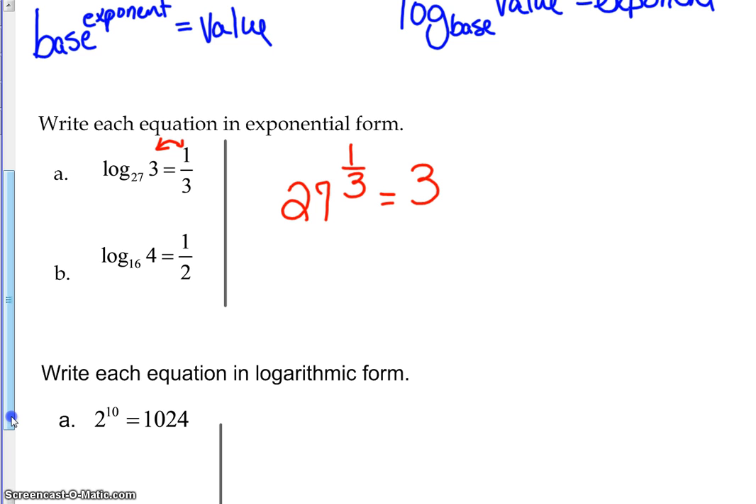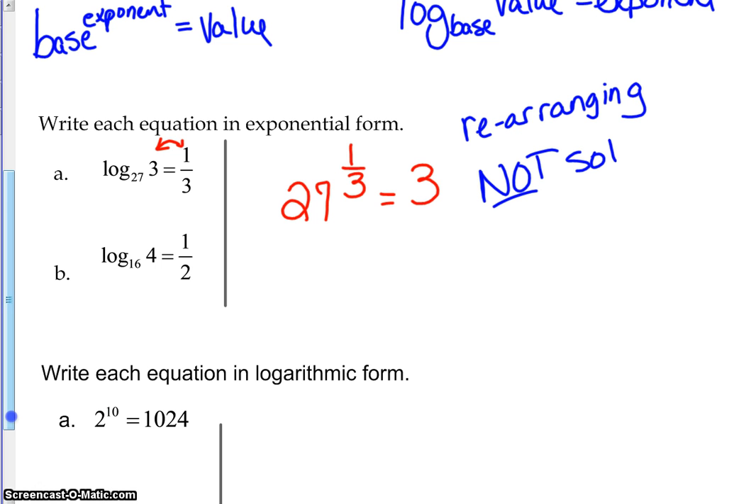Now I need to make a note here that what we're doing is rearranging. I'm just checking, do you know how to go from logarithmic to exponential form and from exponential to logarithmic? We are not, however, solving. Every semester I teach this, I get students who get stuck on this and think they should be solving. They ask, how do I solve it? There isn't a solving. This is just a simple question saying, please rearrange it. Show it to me in a different way.